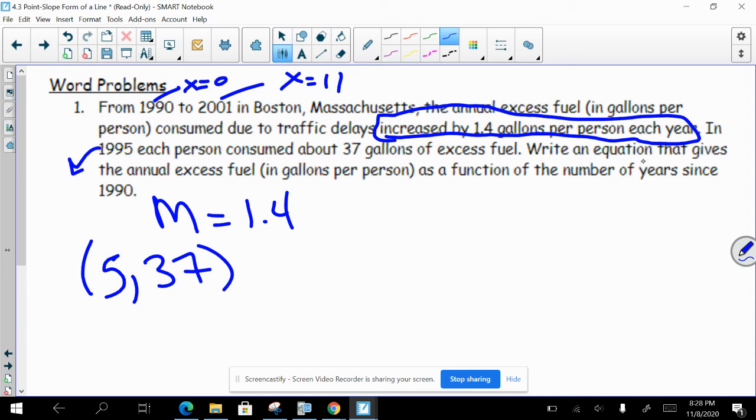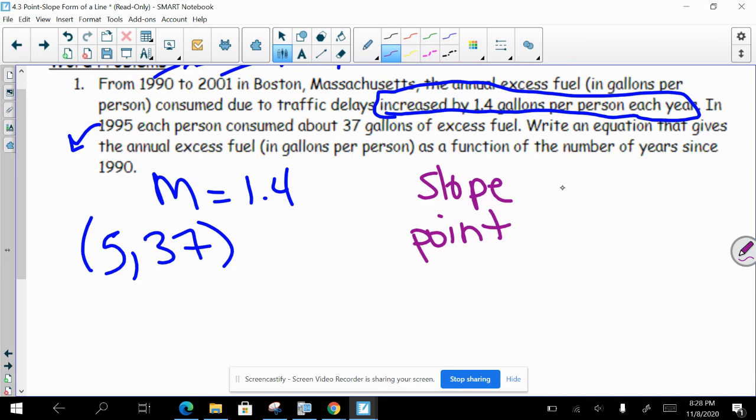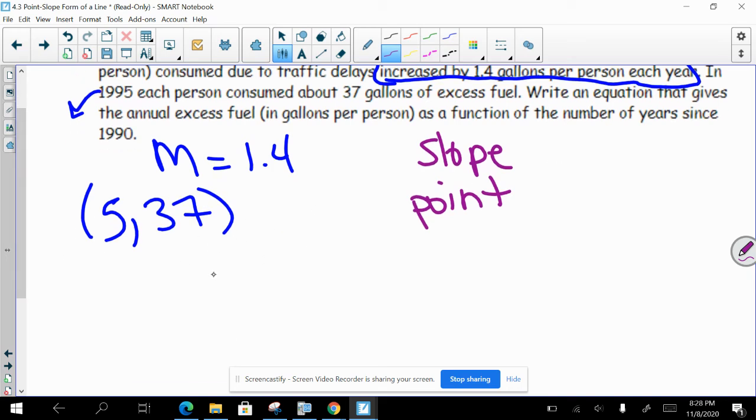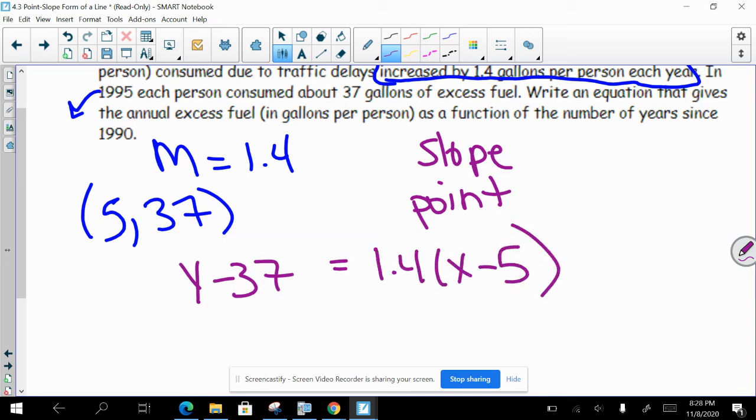And then write the equation that gives the annual excess fuel as a function of the number of years since 1990. Okay, so here we have slope and we have a point. So using the point-slope form of the line is the perfect equation to use for this example. So let's go ahead and write it in point-slope form. So we would do y minus 37 equals 1.4 times x minus 5.